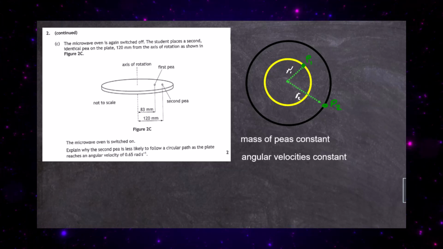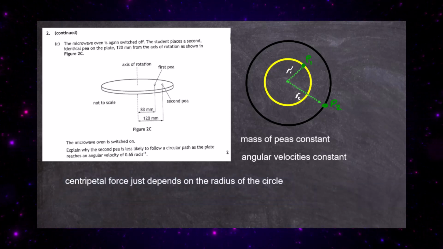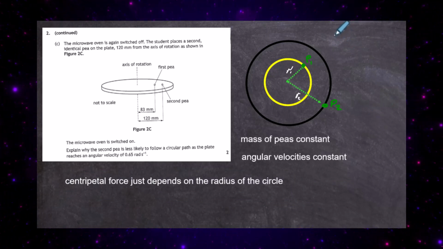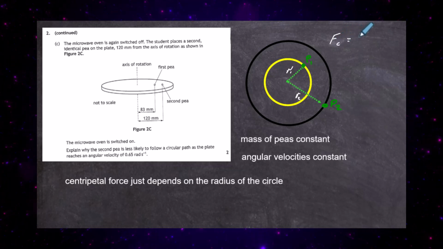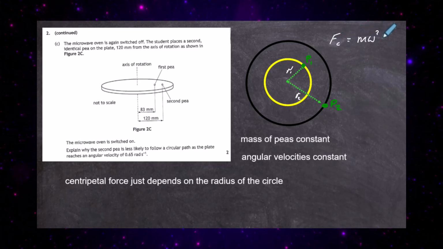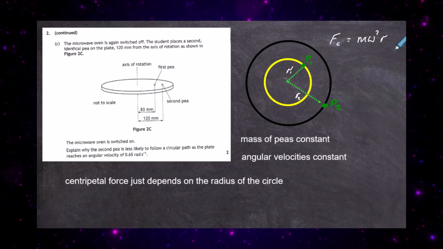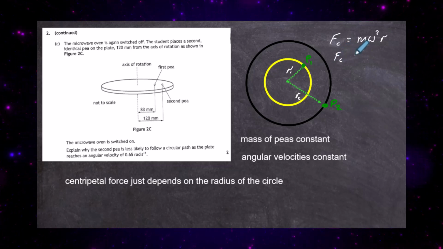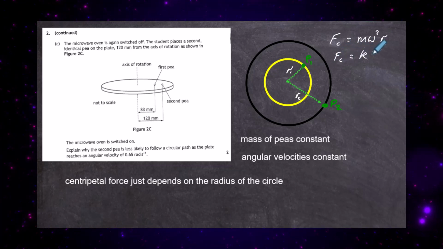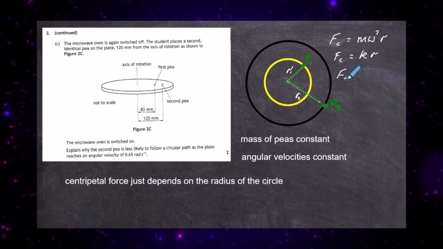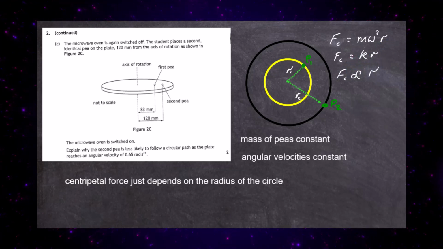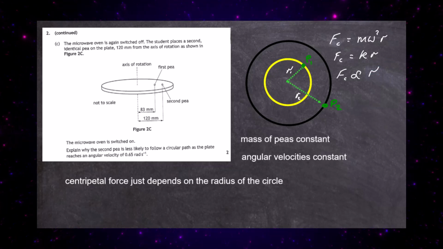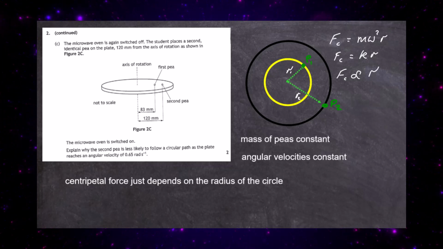So we know the following then: the centripetal force will just depend on the radius of the circle, because we know from our little equation that the centripetal force Fc is going to equal m omega squared r. So if you've got the same mass and the same angular velocity, then the centripetal force will be equal to a constant times the radius. Or in other words, the centripetal force is directly proportional to the radius. Now what that really means is that the bigger the radius, the bigger the centripetal force needed to keep that object going in a circle.